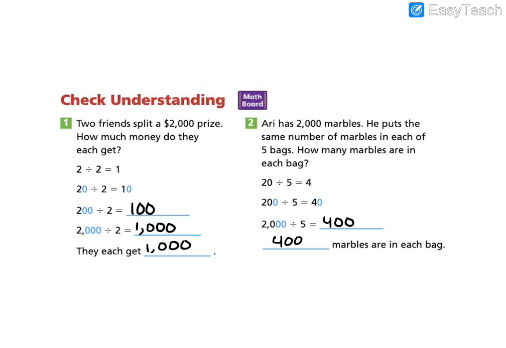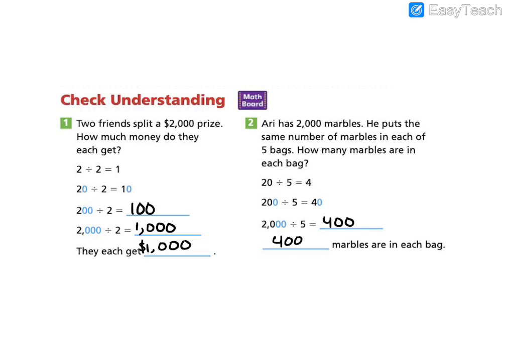Right, let's go ahead and check our work. Number 1, 2 friends split a $2,000 prize. How much money do they each get? It starts with the simple fact of 2 divided by 2 is equal to 1. There's 2 friends. We're taking 2,000 and regrouping it into 2 as our simple fact. 20 divided by 2 is 10. 200 divided by 2 is 100. 2,000 divided by 2 is 1,000. Therefore, each friend gets $1,000.